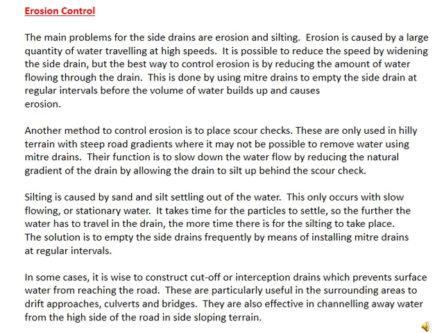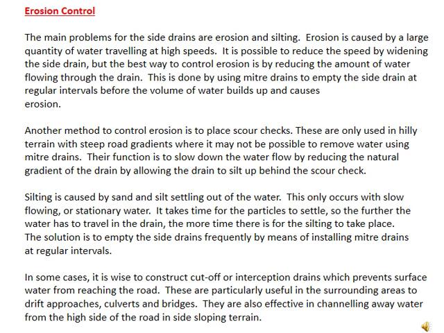The main problems for the side drain are erosion and silting. Therefore, we have to provide mitre drains to control erosion. Another method to control erosion is to place scour checks. This is only used in hilly terrain with a steep gradient, where it is not possible to remove the water using mitre drains. Their function is to slow down the water flow by reducing the natural gradient of the drain, allowing silt to settle out behind the scour checks.